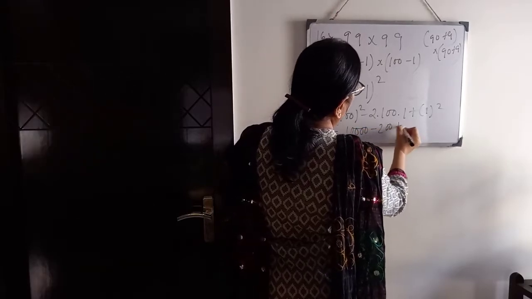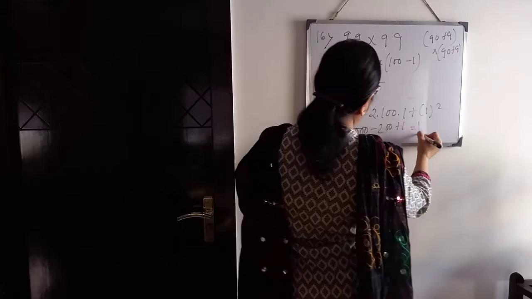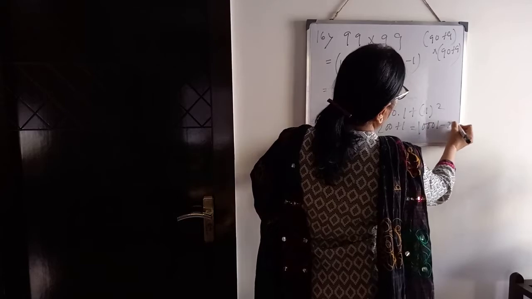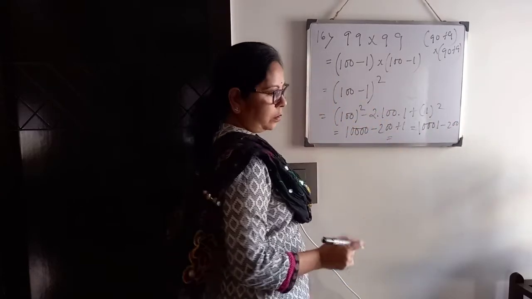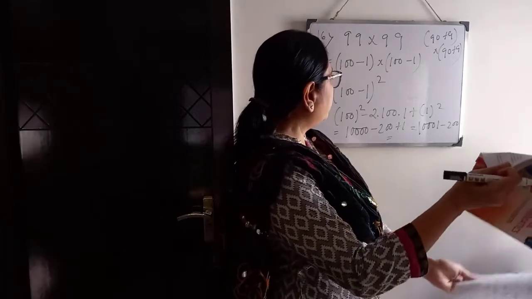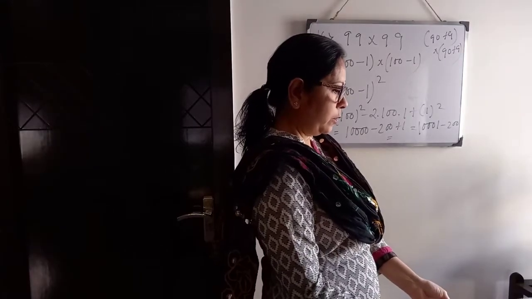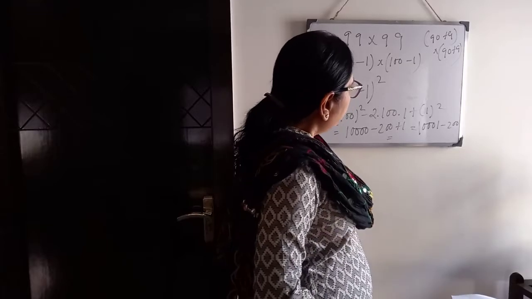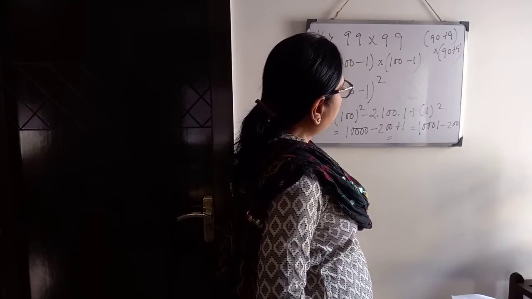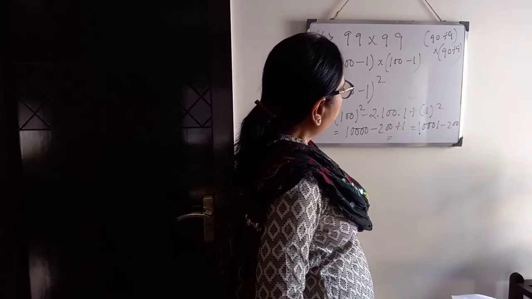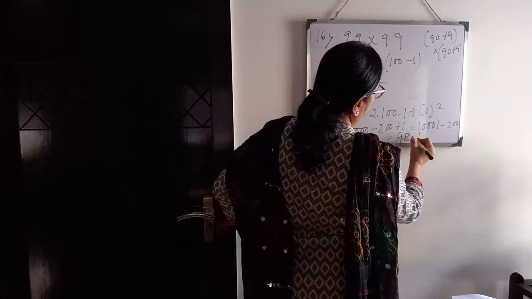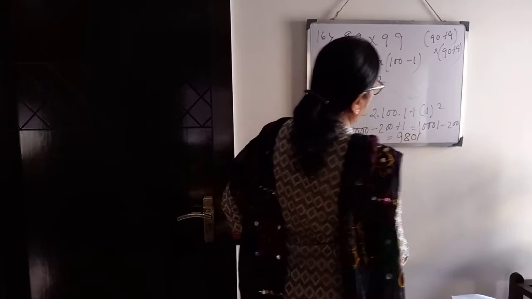Minus 200 plus 1. Now these and these multiply, add 1, 2, 3, 4 minus 200. So after subtraction, it is coming 10,001 minus 200, it is coming 9801. This is the answer.